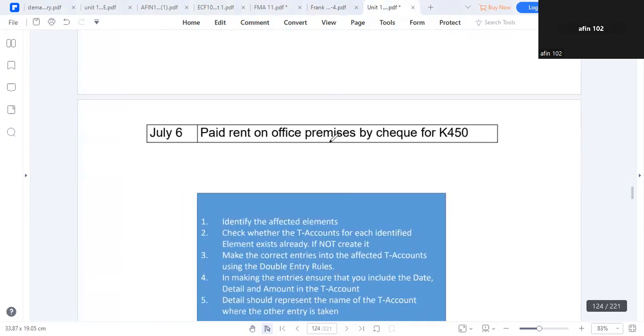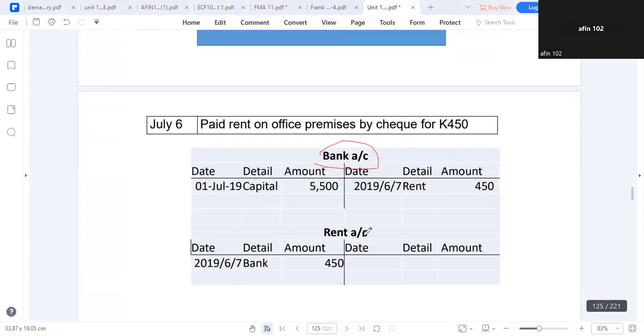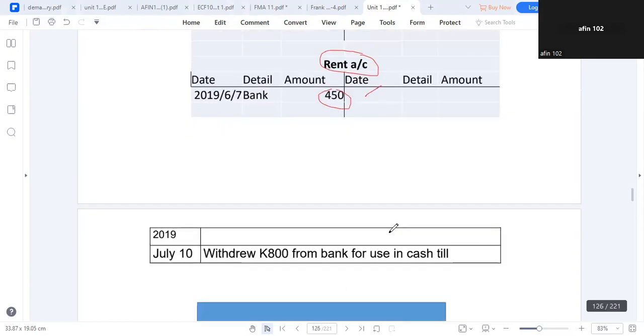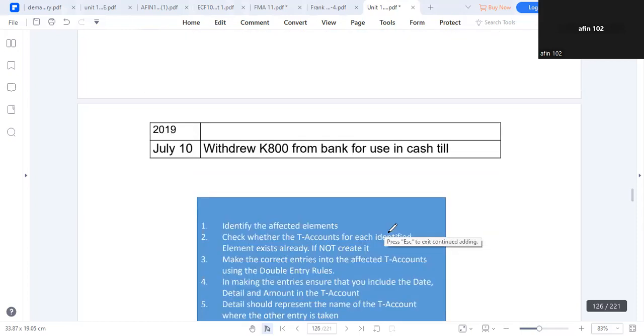Paid rent on office premises, 450. So we go to bank and rent. Bank already had capital, the same account we go. We paid rent 450, so it's giving out, so we're reducing our asset account, but the rent account is an expense. To increase it, we debit it. So these are the transactions. With accounts, every entry has what?